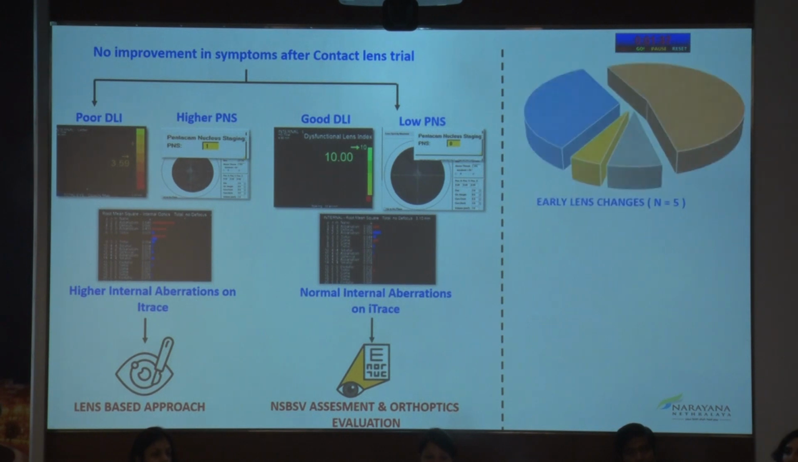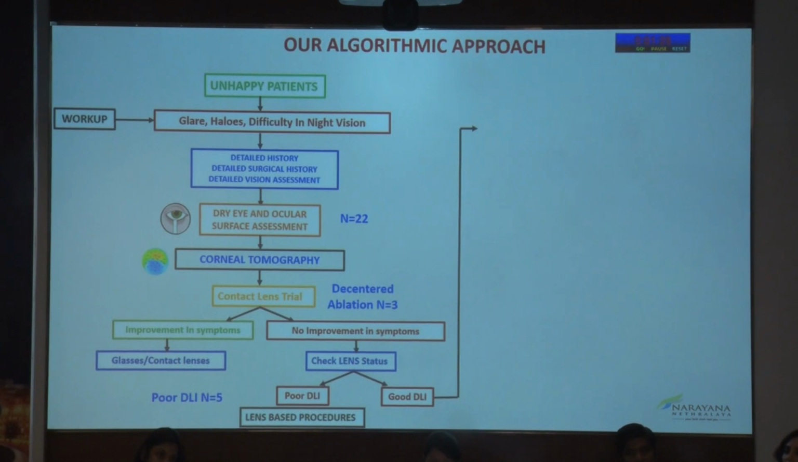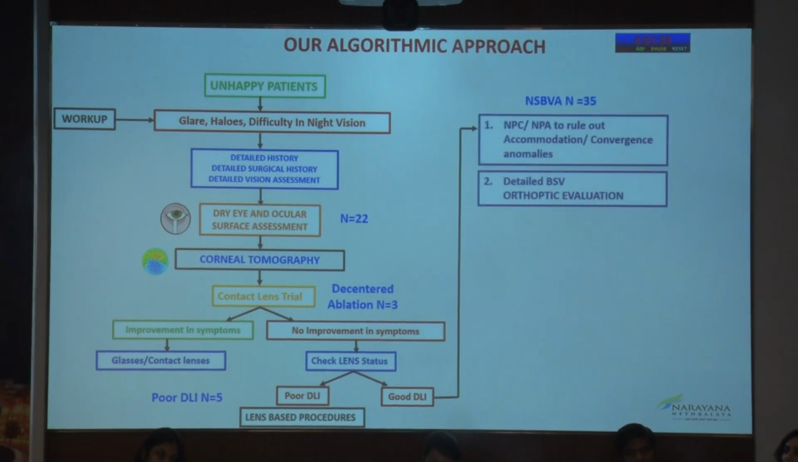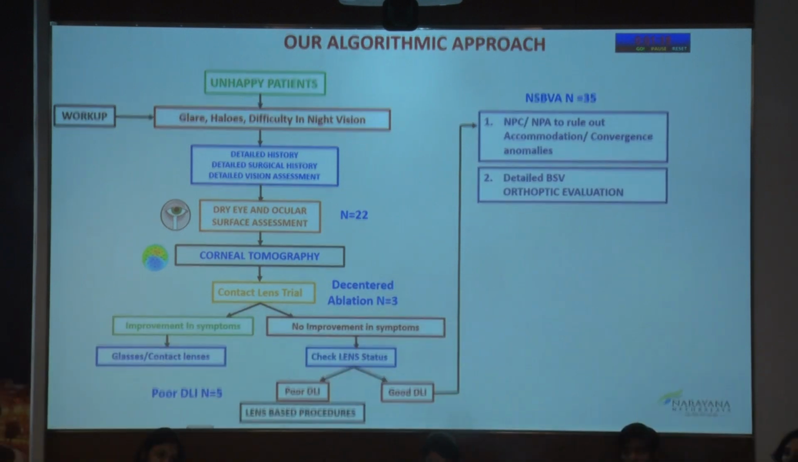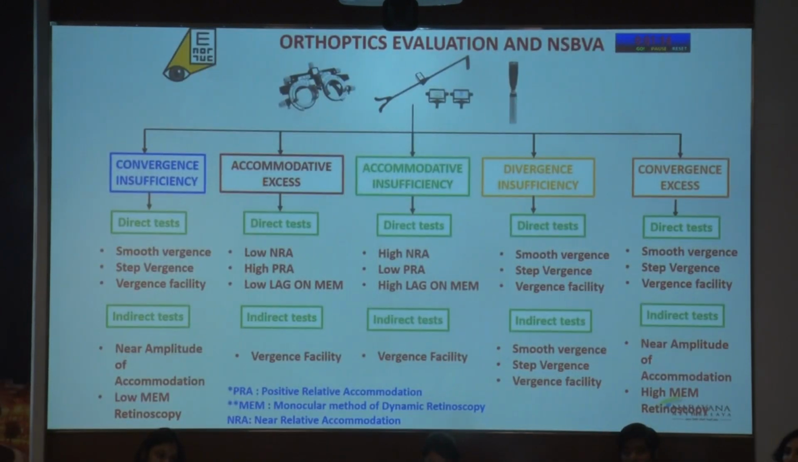Orthoptic changes come from the muscles, creating internal aberrations and also contributing to the corneal aberrations. In our patients, we saw that 35 patients, which is actually a huge chunk, had problems of orthoptics, which were ruled out by NPA and NPC, and which we could have seen preoperatively also. A detailed orthoptics evaluation reveals whatever the patient is suffering from.